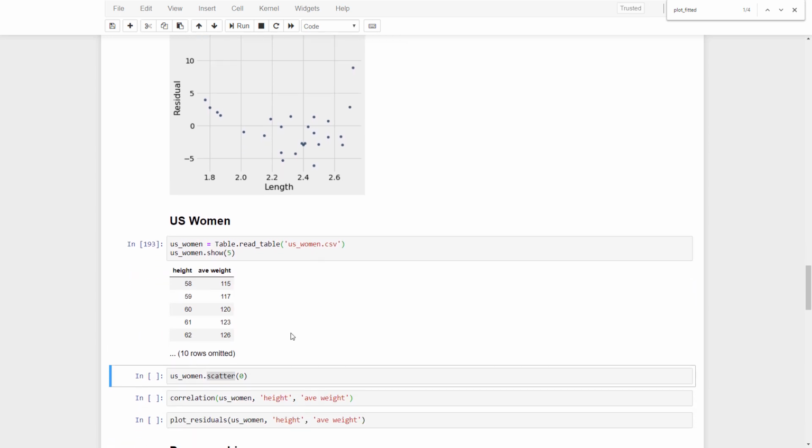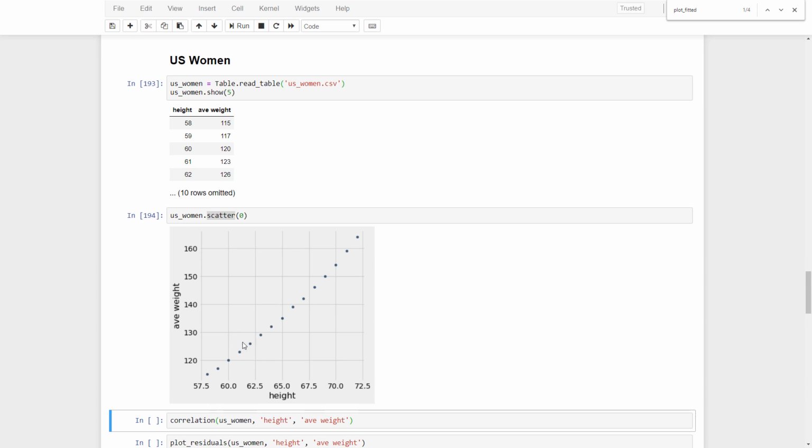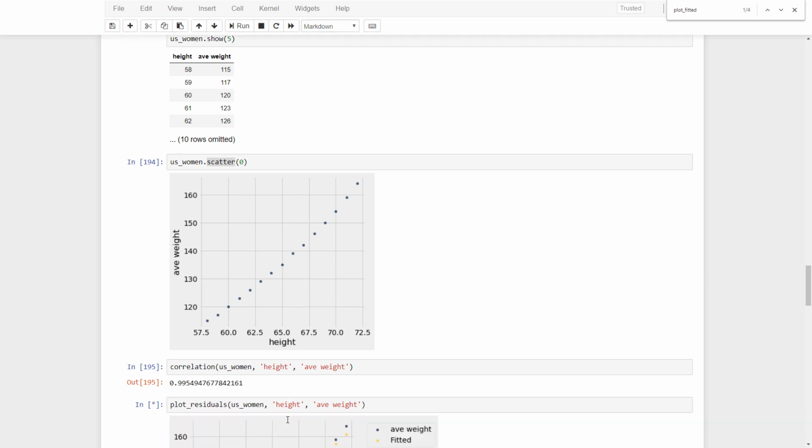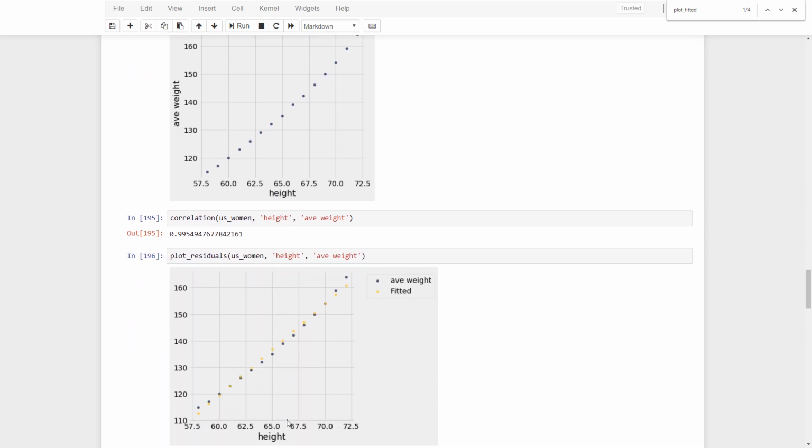In this dataset, we have two columns: the height of women and their average weight. Let's draw the scatter plot here. You will see that it is very linear, or at least it looks very linear. Let's compute the correlation. The correlation here is 0.995, which means that there is a very strong positive correlation between the average weight of women and their height in the US. Let's plot the residuals. Let's have these two plots, the original scatter plot, which looks like it nicely fits the original observed values.